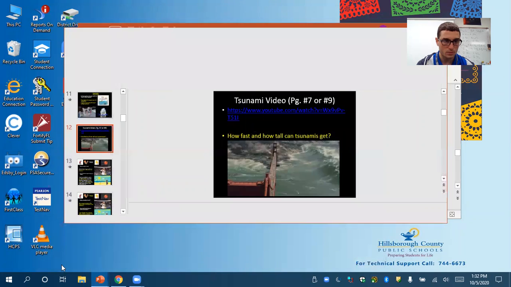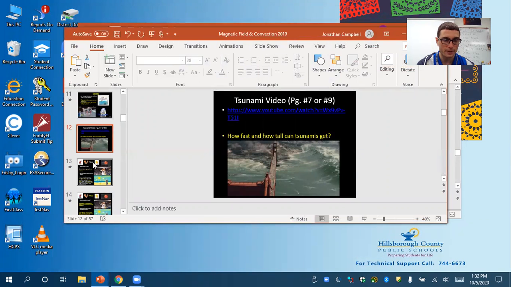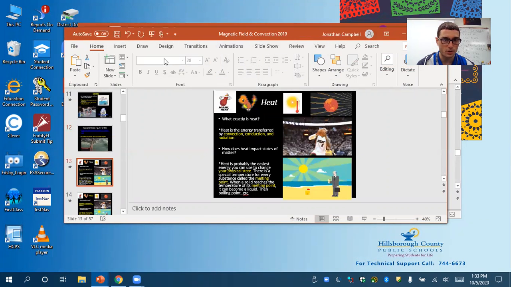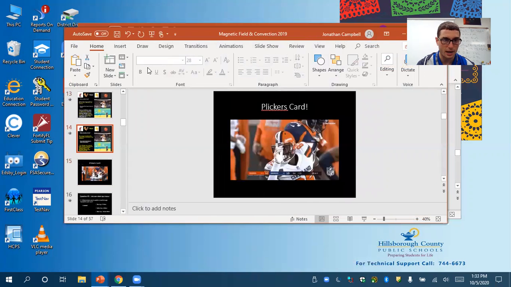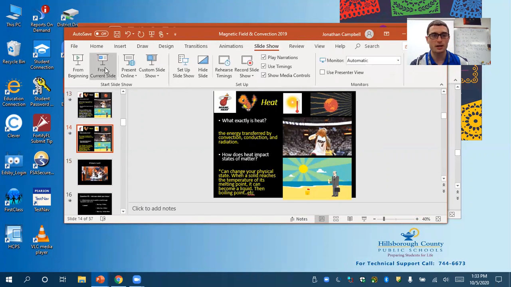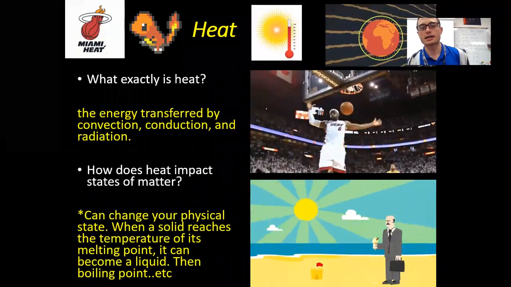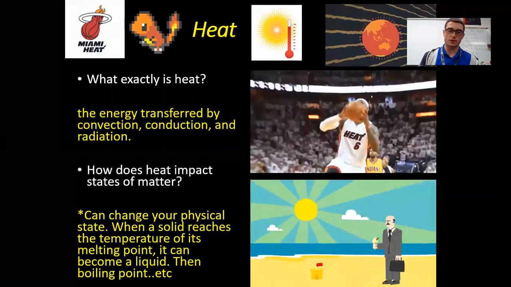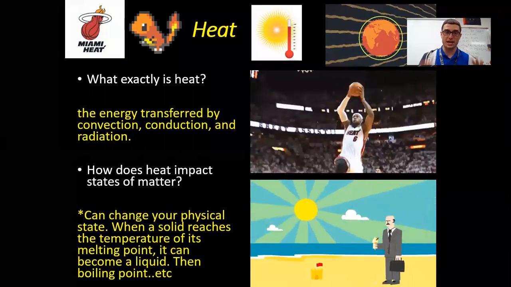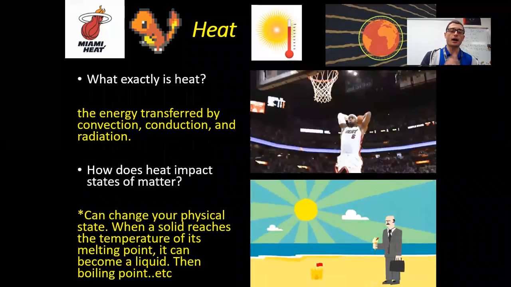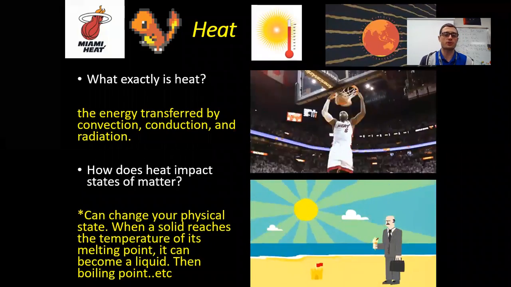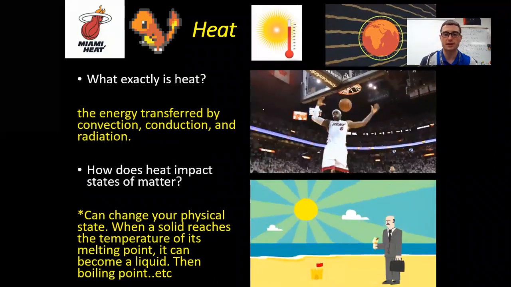Okay. So our first little question, I want to write a little bit about heat. So like, what is heat? Again, we're only going to write what's in yellow. Heat, so go ahead on another section on page 10 or 11. I want you to write: heat is the energy transferred by convection, conduction, and radiation.